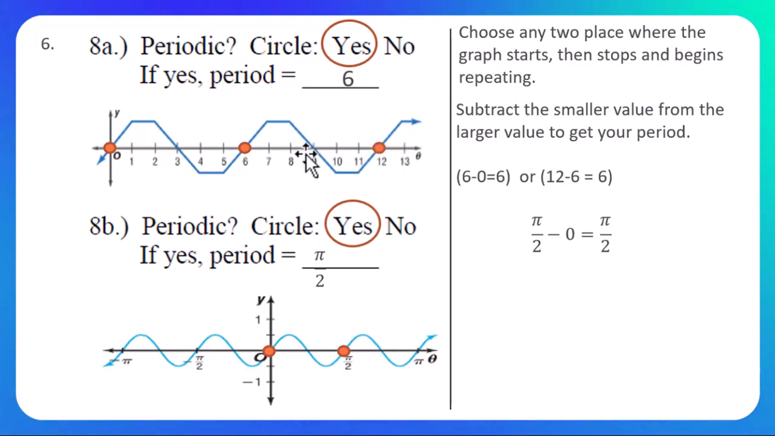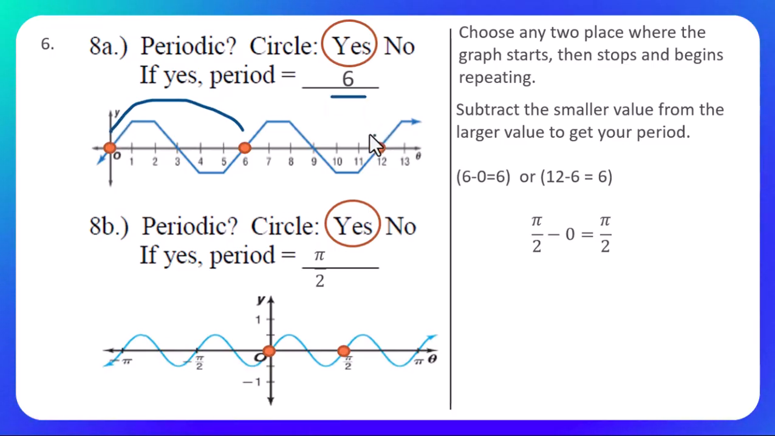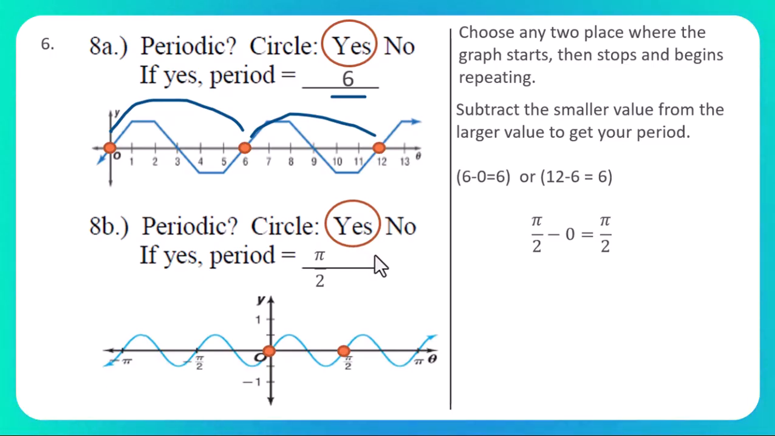Okay, so I'm just going to take 2 of those dots. I'm not going to skip anything. So I'll just take 6 minus 0 is 6. That's our period. And even if you start here, 12 minus 6 is still 6. All right, and then on the second one, it's a sine wave. Okay, so yes, it is periodic.